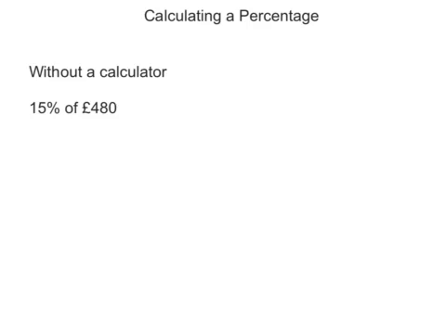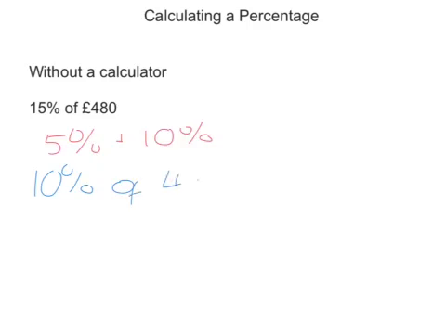Now 15 is just 5% plus 10%. So we're going to find these two individual percentages separately and then add together to get that whole 15%. Now to find 10% of 480, we are doing 480 divided by 10, so we're doing 48.